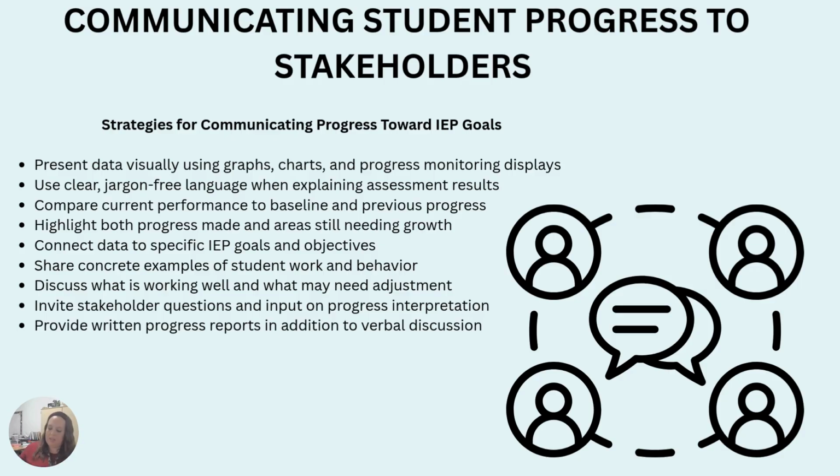Effectively communicating student progress is essential for stakeholder engagement and ensuring collaborative decision making. Begin by presenting data visually through graphs, charts, and progress monitoring displays that make trends immediately apparent. Use clear, accessible language when explaining assessment results, avoiding educational jargon that may confuse families. Always compare current performance to baseline data and previous progress to show growth over time.